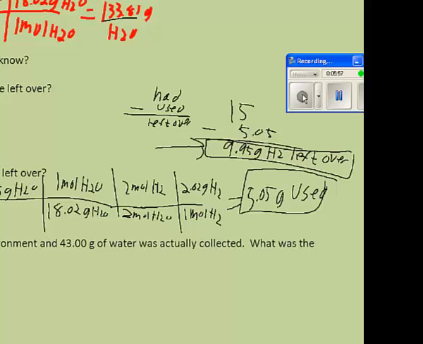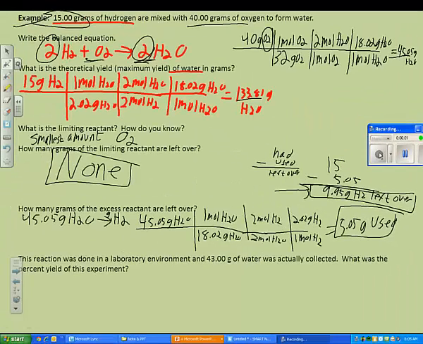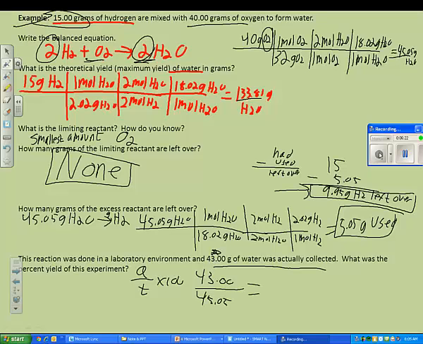So the next one, what was the percent yield of this experiment? If we had 43.0 grams actually collected. Remember, it's actual over theoretical times 100. So 43 grams was actually collected, so 43. And then we use our limiting reactant, 45.05, for the theoretical. And then don't forget to times it by 100.